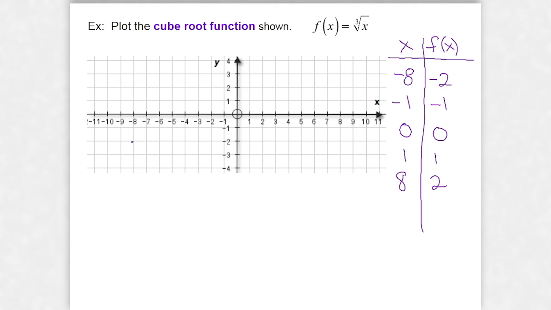Now we'll plot these points. So I have -8, -2. I have -1, -1, 0, 0, 1, 1, and finally 8, 2. I think you marked your -1, -1 at the wrong spot. Well, you're absolutely right. Let me erase that. Good catch. So let's make that change. There we go. Thank you very much. So I'll sketch the f of x equals the cube root of x function, and that's the visual that I need.